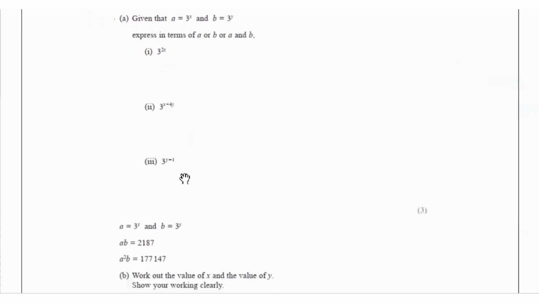Then 3 to the power of y minus 1. So split it into 3 to the power of y times 3 to the power of negative 1. 3 to the power of y is B, and 3 to the power of negative 1 can be written as 1 over 3. So B over 3 is your answer for this one.